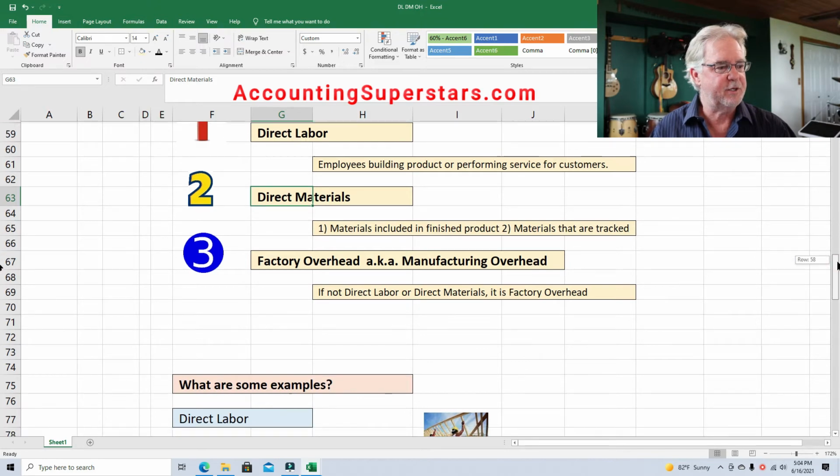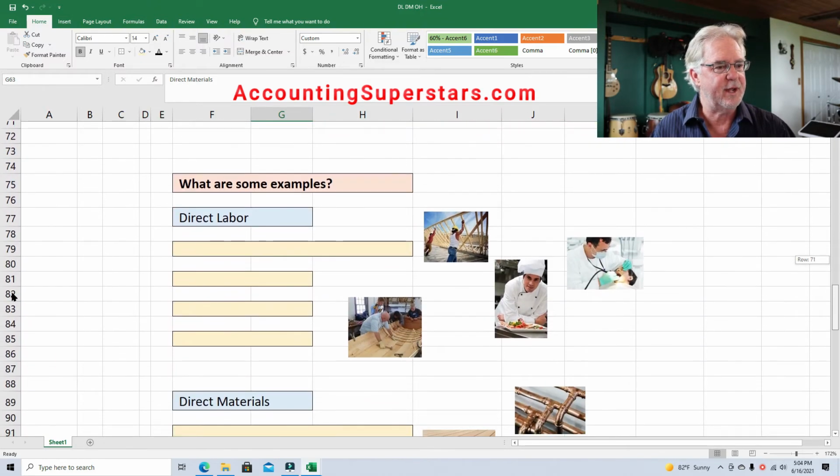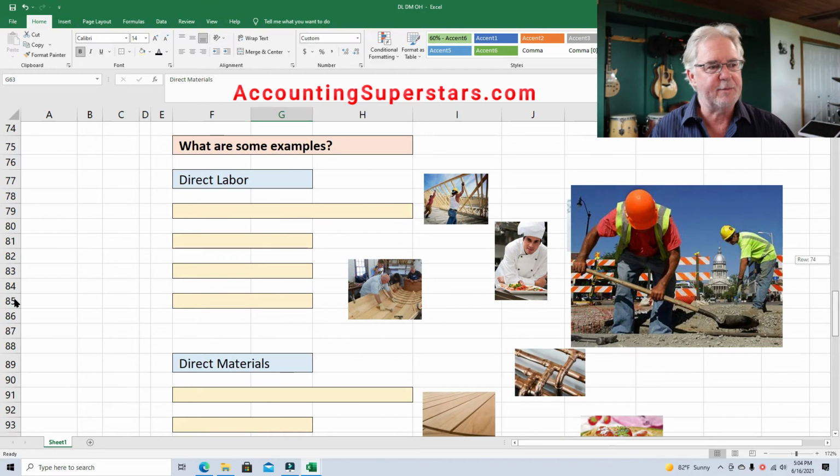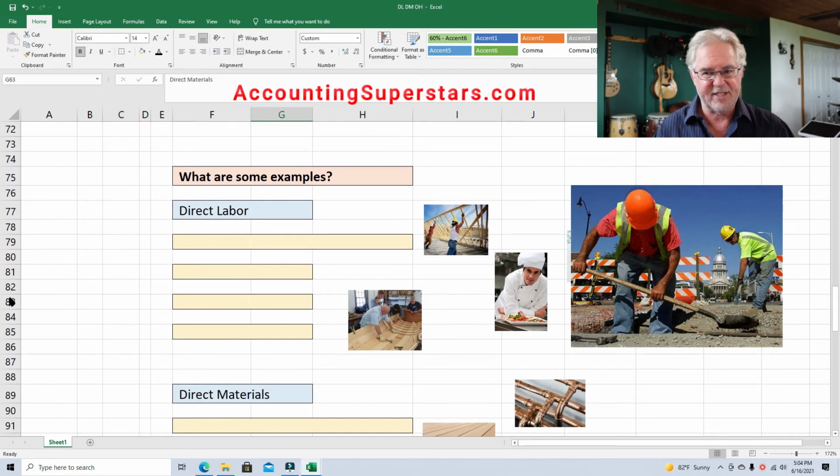Office expenses are period costs. Okay, so what are some examples of direct labor? So direct labor, these are people that are actually physically building the product or providing the service. So here's one right here. The construction workers building a house. Here's a little picture of them.